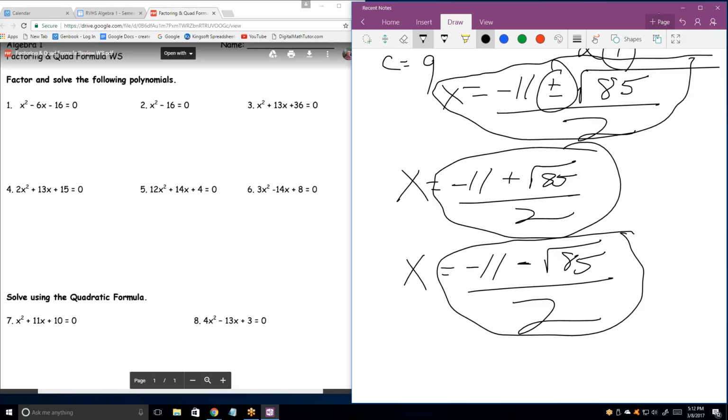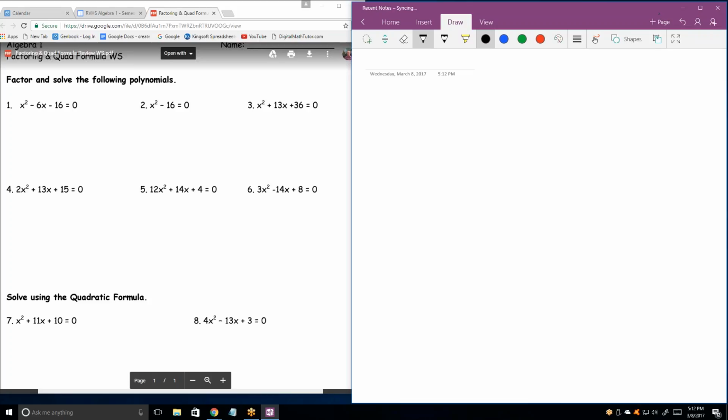Okay. Now, let's just look at the second one. Do you have more beyond this? Is there other pages or anything? No. All right.